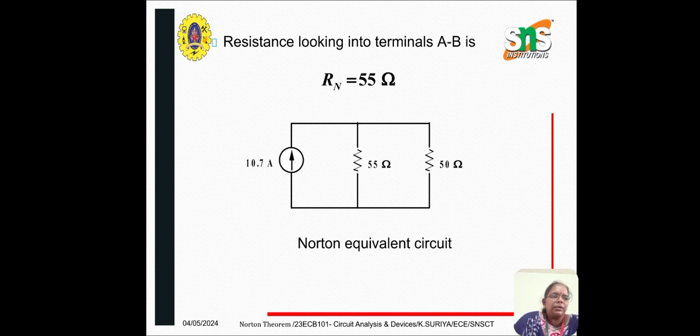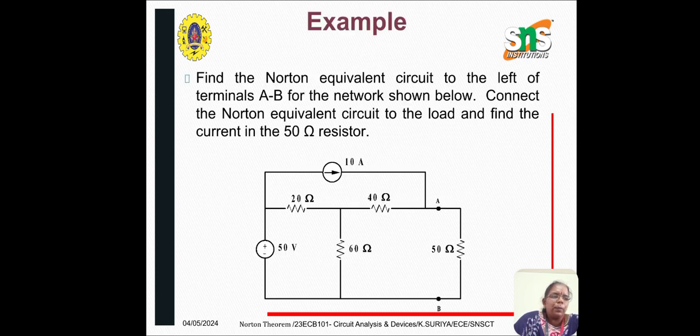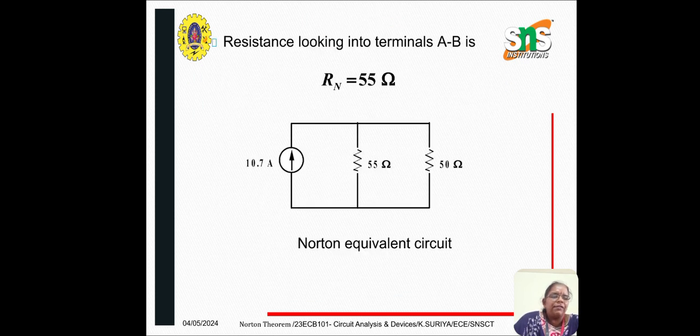In order to find out the resistance, in this circuit you will be open circuiting AB and then short circuiting the voltage source 50 volts. You will be open circuiting the current source 10 amps. So you will be having only 20 ohms, 40 ohms and 60 ohms. When you see from the point AB, 20 ohms will be in parallel with 60 ohms. So 20 into 60 divided by 20 plus 60, and the answer you will be adding with 40 ohms. So you will be getting the answer as 55 ohms.